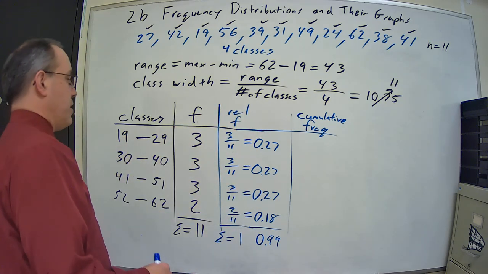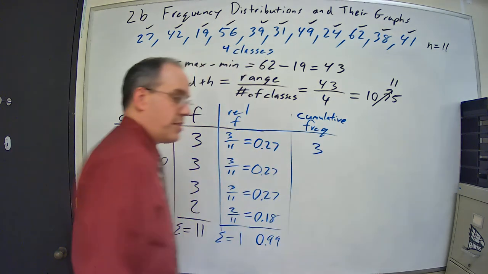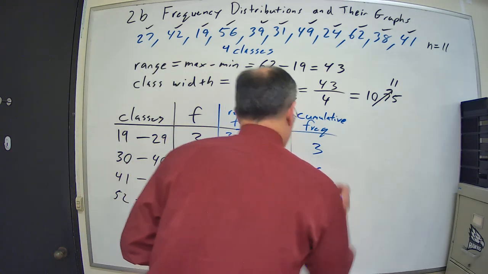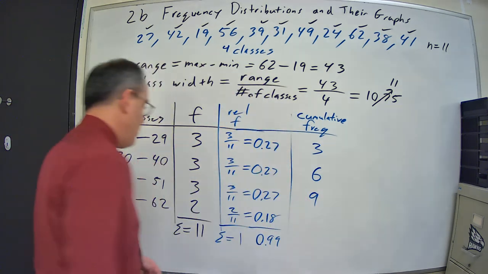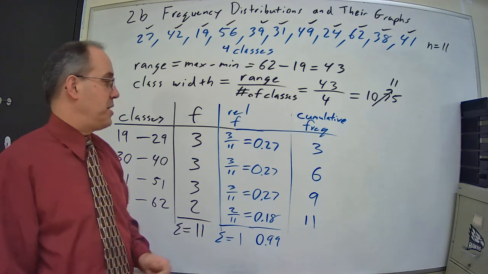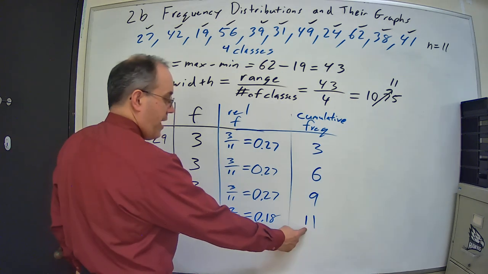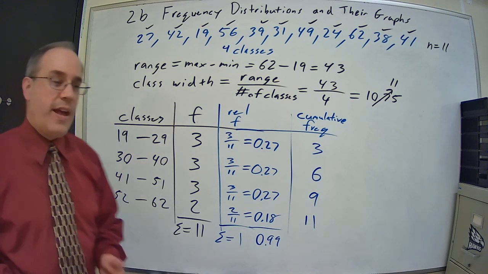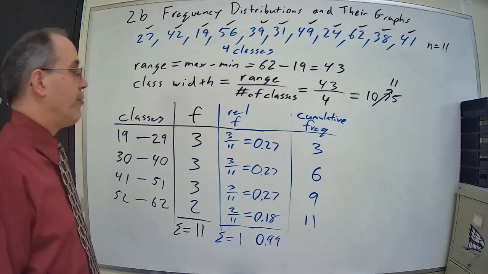So I have a cumulative frequency. In our first class, we had a frequency of 3, so we have accumulated 3 data values at this point. Our second class, we have another 3, so 3 plus 3 is 6. The next class adds another 3, 6 plus 3 is 9. And then the next class adds 2 more, 9 plus 2 is 11. So those are our cumulative frequencies. How many data points have we accumulated by the time we get done with that class? And also note, another sanity check, that the cumulative frequency of your final class should match your sample size, the number of data values that you have. And we don't add up the cumulative frequency column because that really wouldn't tell us anything. So there's our cumulative frequencies.